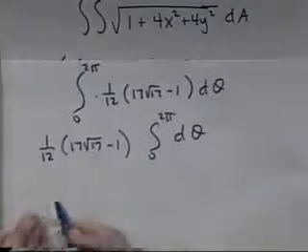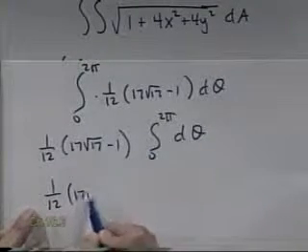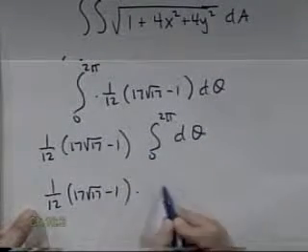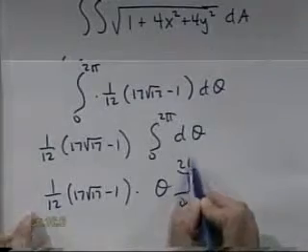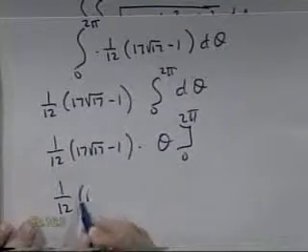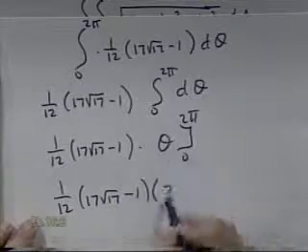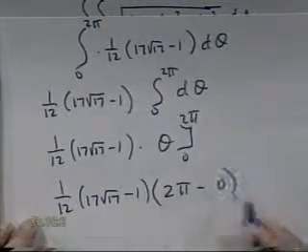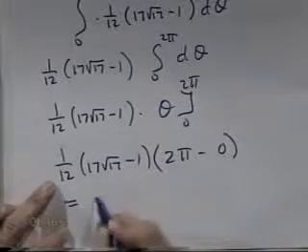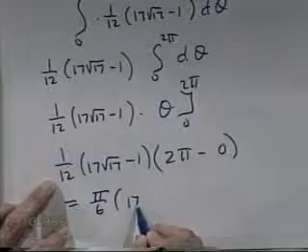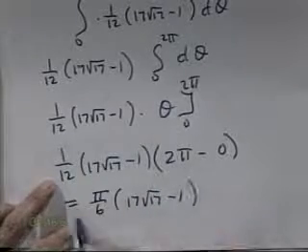The integral of d theta is theta. And if you go from 0 to 2 pi, you end up with this times 2 pi minus 0. And I guess I can write this as 2 pi over 12, which is pi over 6, times 17 root 17 minus 1.